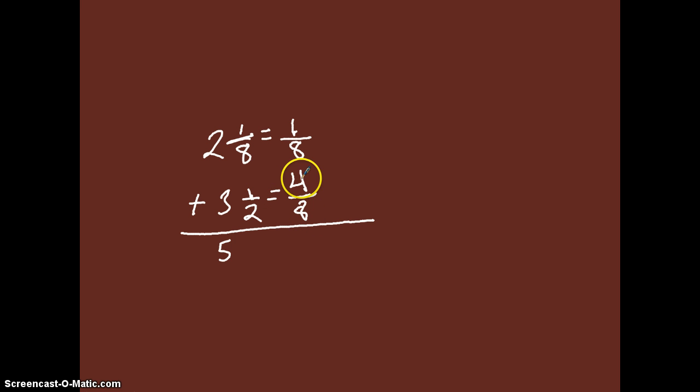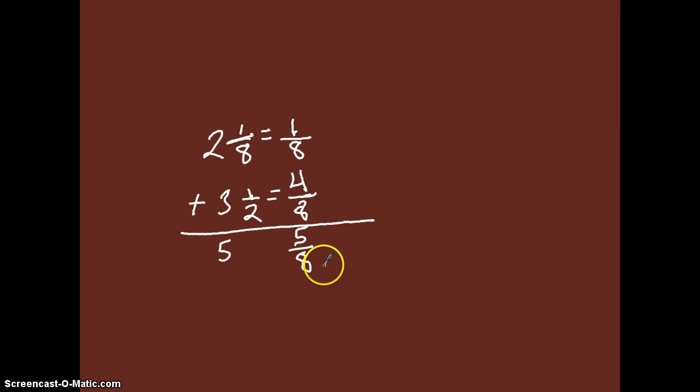Alright, so 1 plus 4 equals 5, and then the 8, the denominator, we just bring it down. We don't say 8 plus 8 is 16, we just take the denominator and bring it down. So our full answer is 5 wholes and 5/8. 5 and 5/8 is the answer.